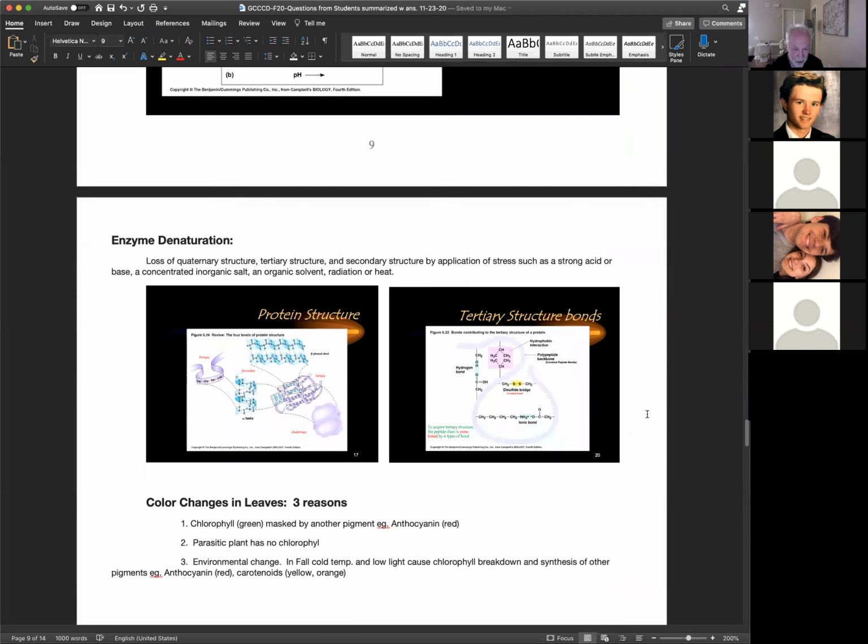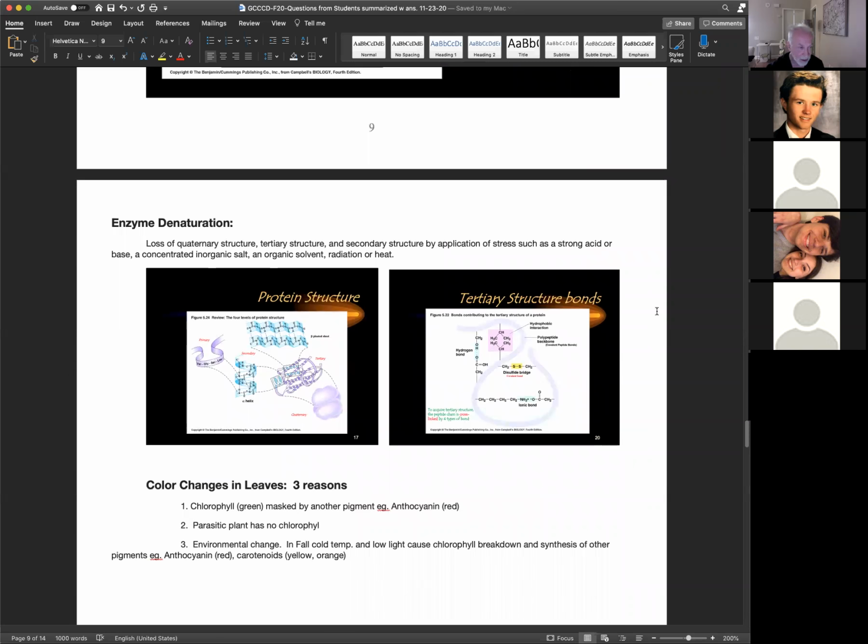Enzyme denaturation. Several questions about this. And the definition of denaturation is indicated here. Loss of quaternary structure, tertiary structure, and secondary structure causes denaturation. And it's caused by stress, such as a strong acid or base, a salt, an organic solvent, radiation, or heat. Any of these things can cause enzyme denaturation.